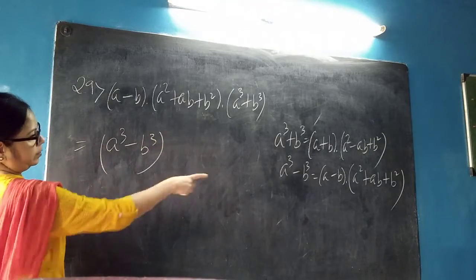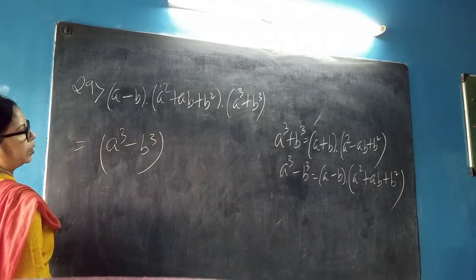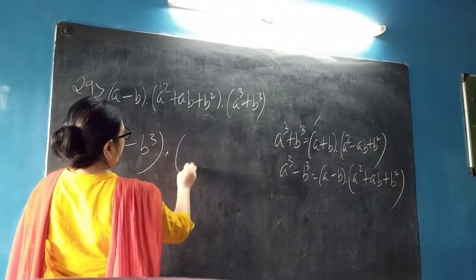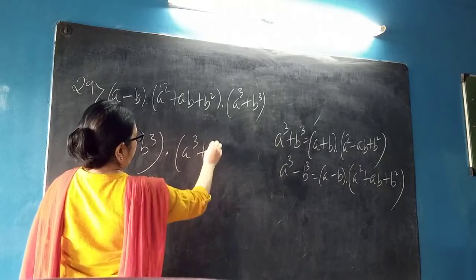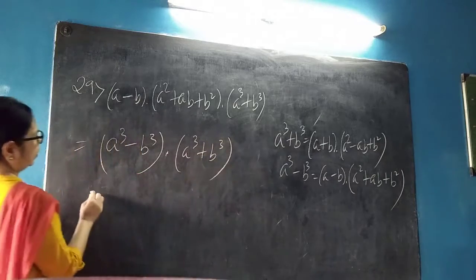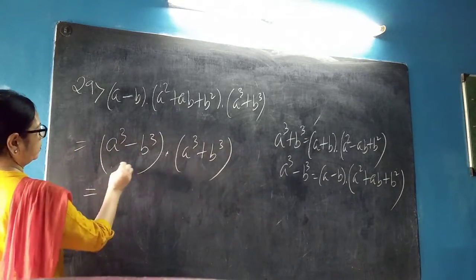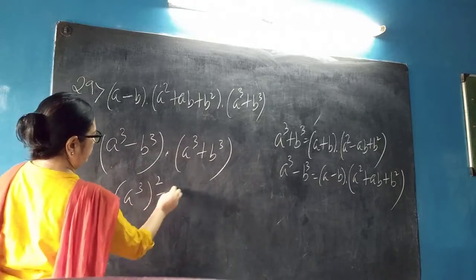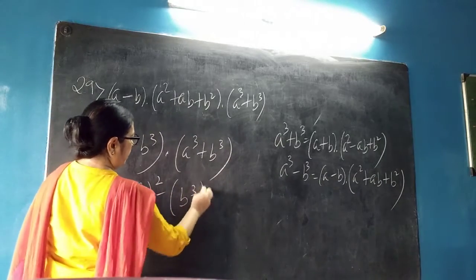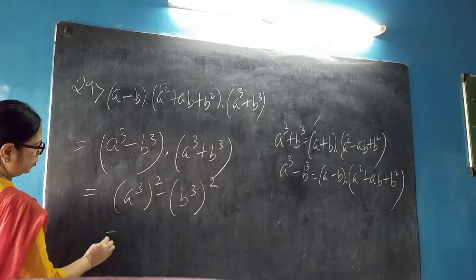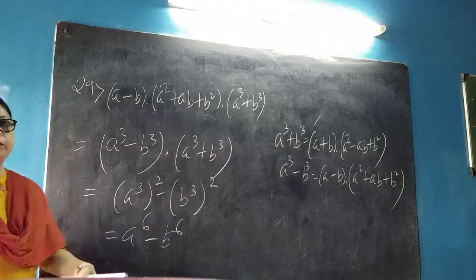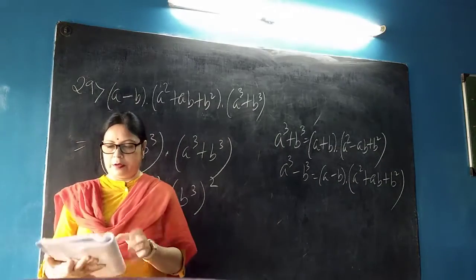So there is a minus sign, which means it will be the a cube minus b cube form. Clear? See the second format. a cube minus b cube equals this formula, into a cube plus b cube. Again it is in the form of x minus y into x plus y. So this whole square minus b cube whole square. So 3 2s are 6, minus 2. Interesting, no? All the sums are interesting.